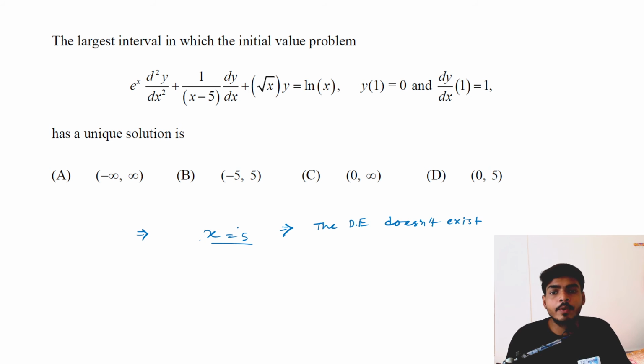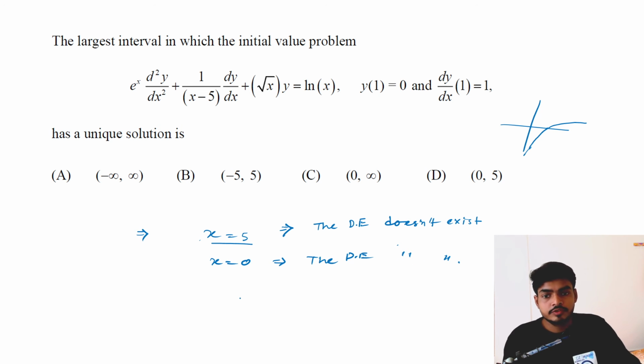So 5 is a cutoff point, like that, you can say. Now, if x is equal to 0, what will happen? ln x, right? ln x is like that. If x is equal to 0, then your ln x would be minus infinity. So, if x is equal to 0 also, the differential equation doesn't exist, right? So, where is it actually existing?